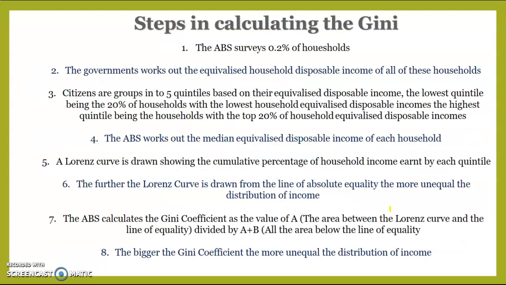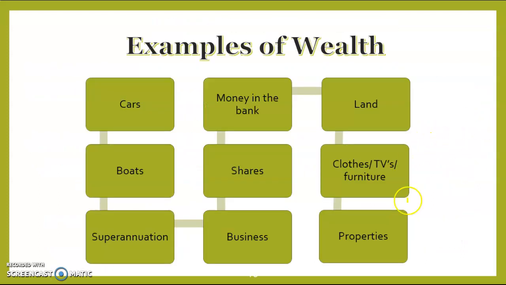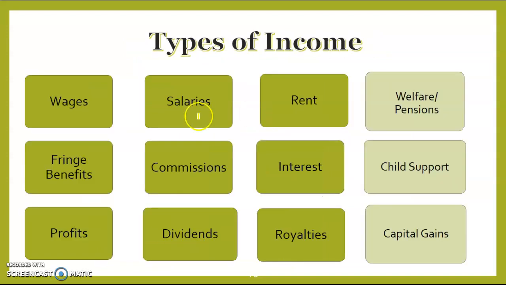Some examples of things that might be included in wealth are cars, shares, boats, superannuation, any properties you own, any land, etc. Whereas income would be things that are like a yearly flow, so salaries and wages. You might get commission from your job, or interest on your bank account.